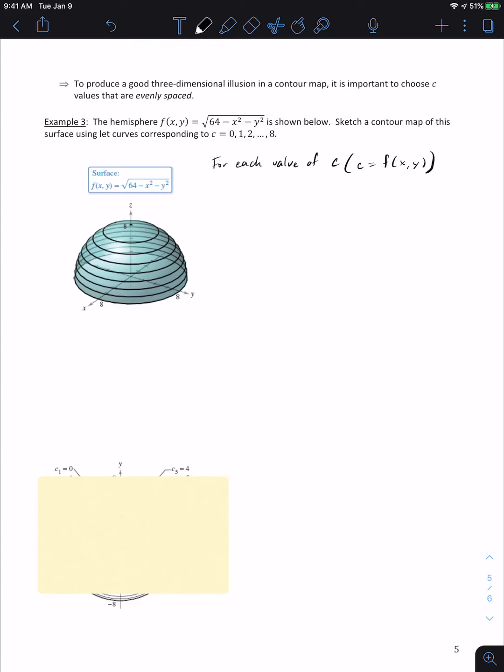So for each value of c, the equation f of x, y equals c is going to be a circle, right? Because if I were going to set this equal to c, I'd square c, and then I'd pull the x squared and the y squared to the other side. So we'll show how to do that, but off the top of my head, I know this is going to be a circle in the xy plane.